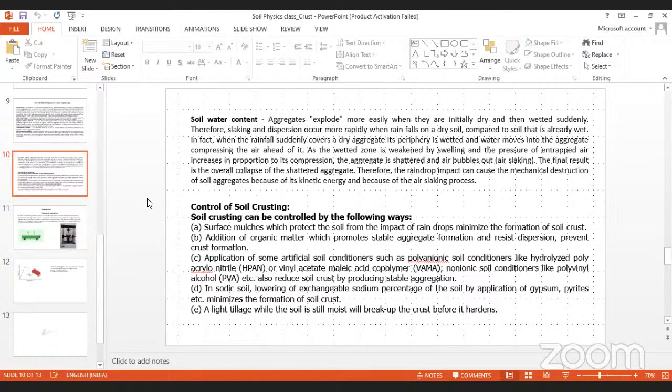stability. And in sodic soil, lowering of exchangeable sodium by applying gypsum and pyrites will also reduce crusting. And a light tillage in moist soil will break the crust before it hardens. So light tillage is required for crust breaking.